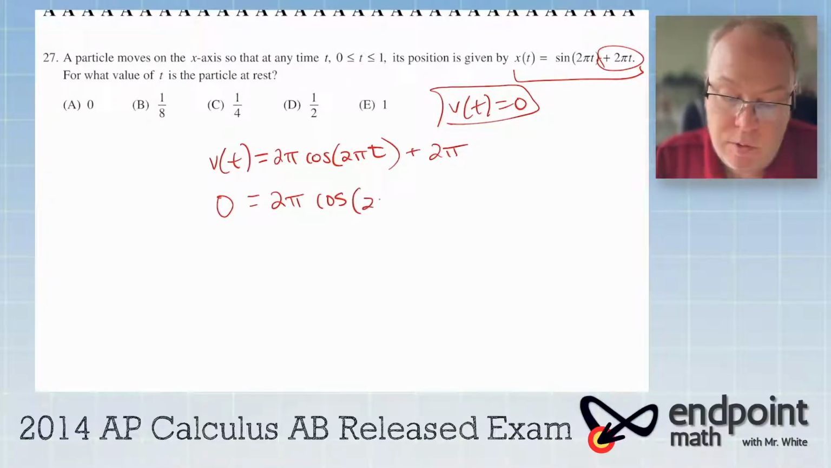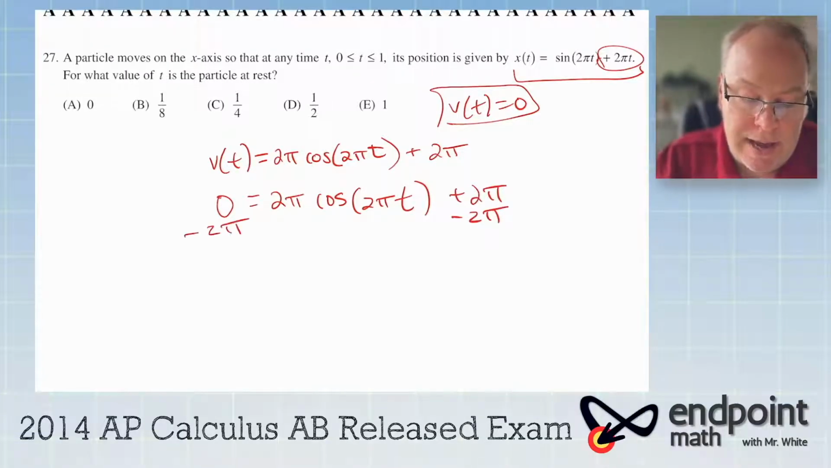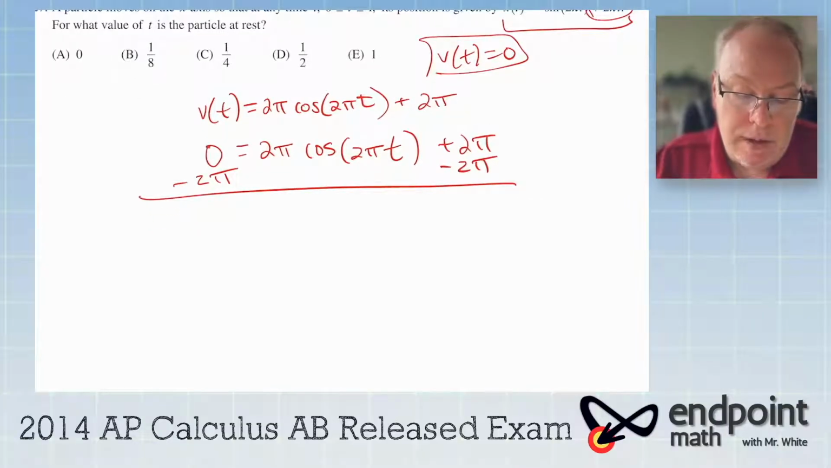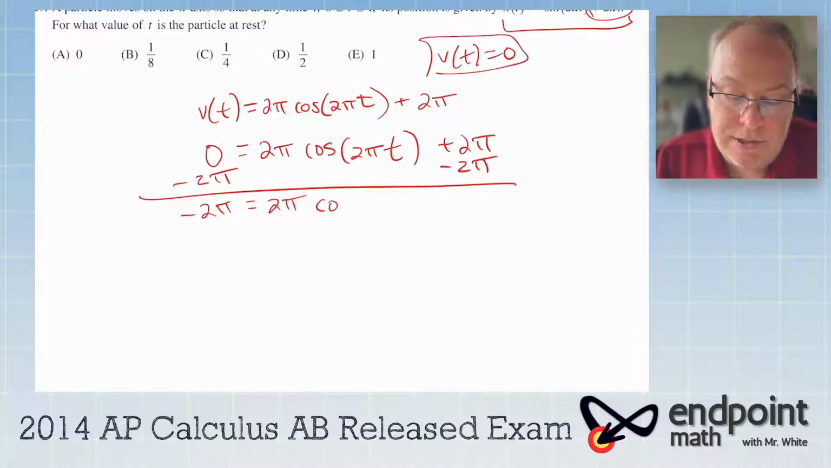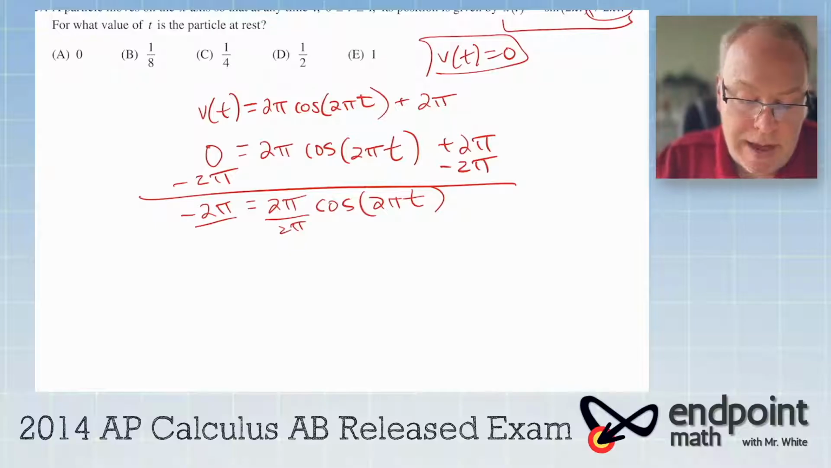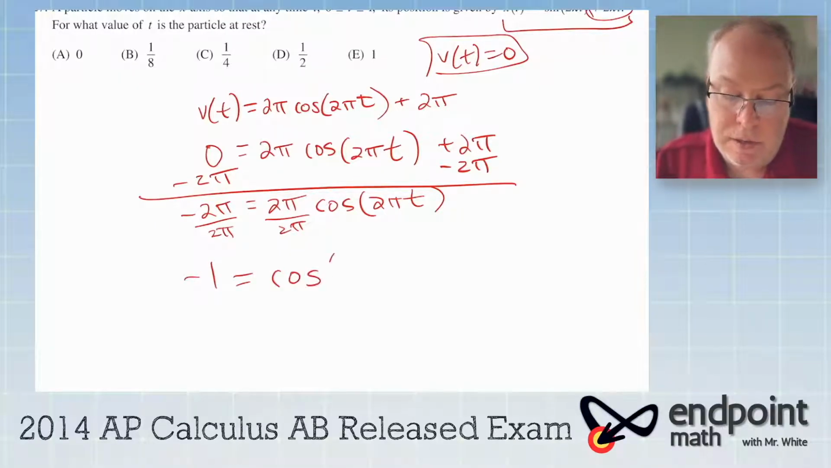We always try to move as quickly as you can. Be careful with your algebra. We subtract the 2 pi to the other side. Okay, I'm going to show my work here, although you might actually skip this step, because at this point you're going to divide by 2 pi and get negative 1 equals cosine of 2 pi t.